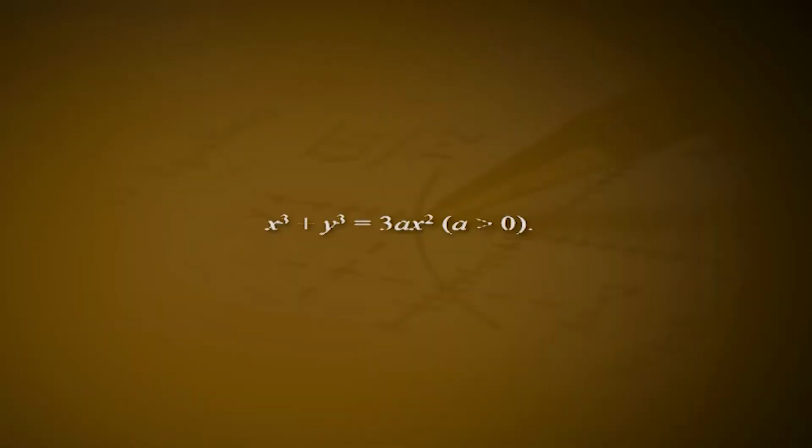Example 4. Trace the curve x cube plus y cube is equal to 3ax square where a greater than 0. First one, the given curve is neither symmetrical about the coordinate axis nor about the line y is equal to x. Second one, origin is a cusp and x is equal to 0 is the cuspidal tangent. Third one, it meets x axis at the points (0, 0) and (3a, 0), but meets y axis at the origin only. x is equal to 3a is the tangent at the point (3a, 0).